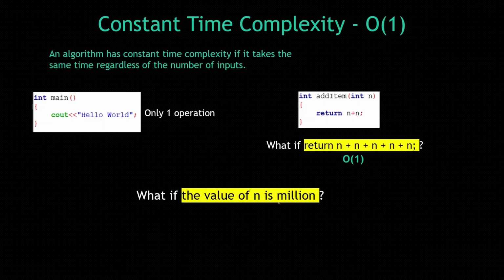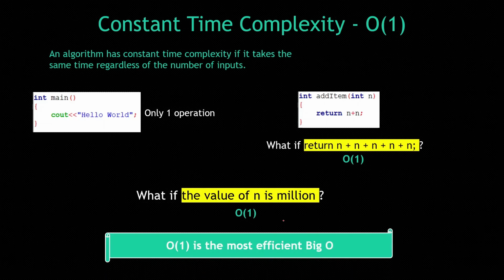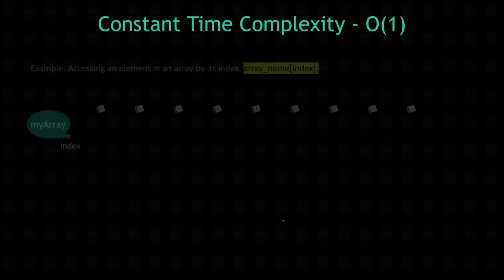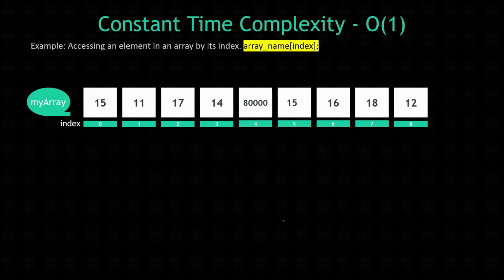What if the value of n is a million? Still, this program requires only one operation, again O(1). O(1) is the most efficient Big O. Another example of constant time complexity O(1): accessing an element in an array by its index.